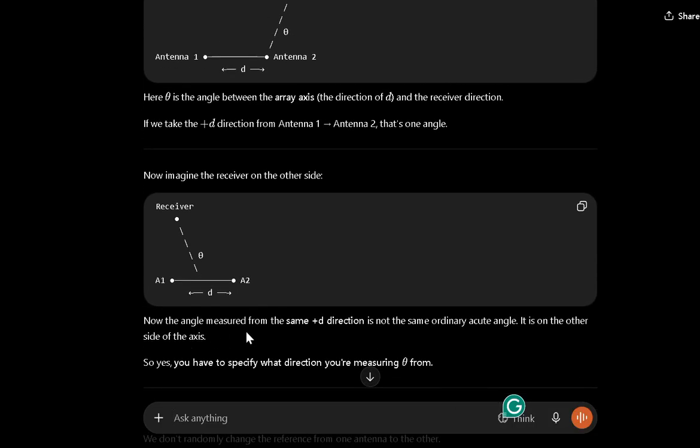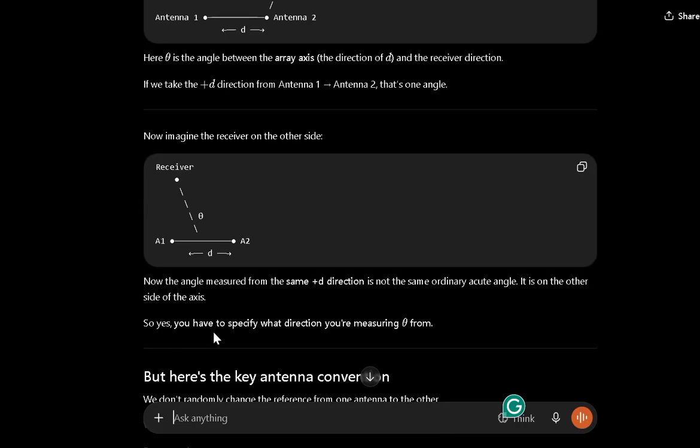Now the angle measured from the same left direction is not the same ordinary acute angle. It is on the other side of the axis. Here, you have to specify which direction you are measuring theta from.